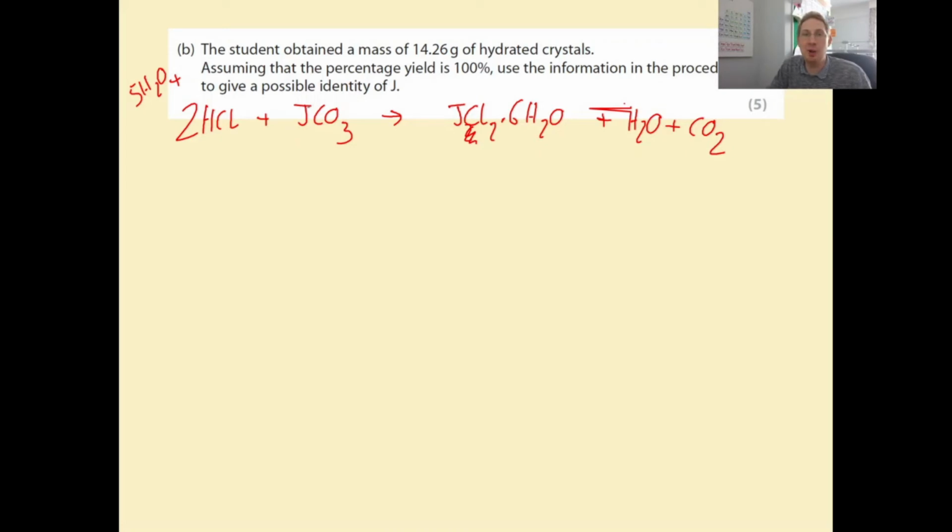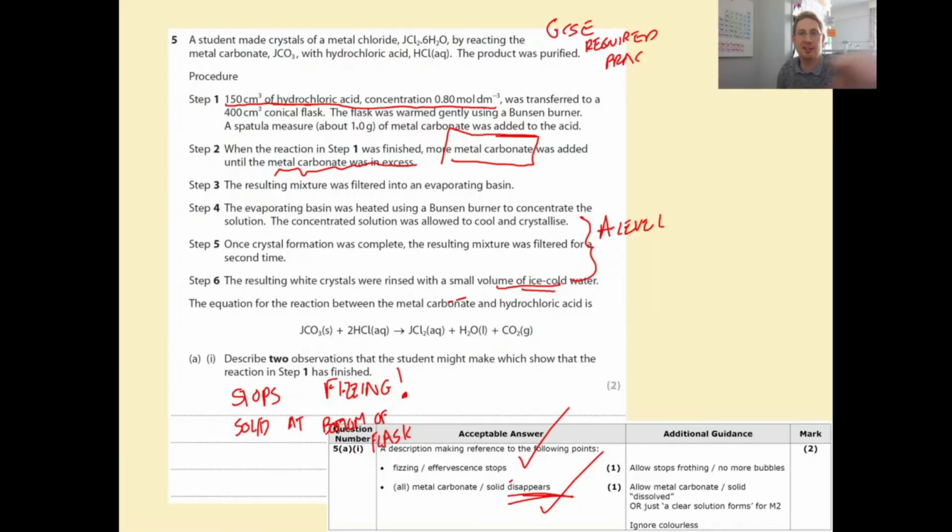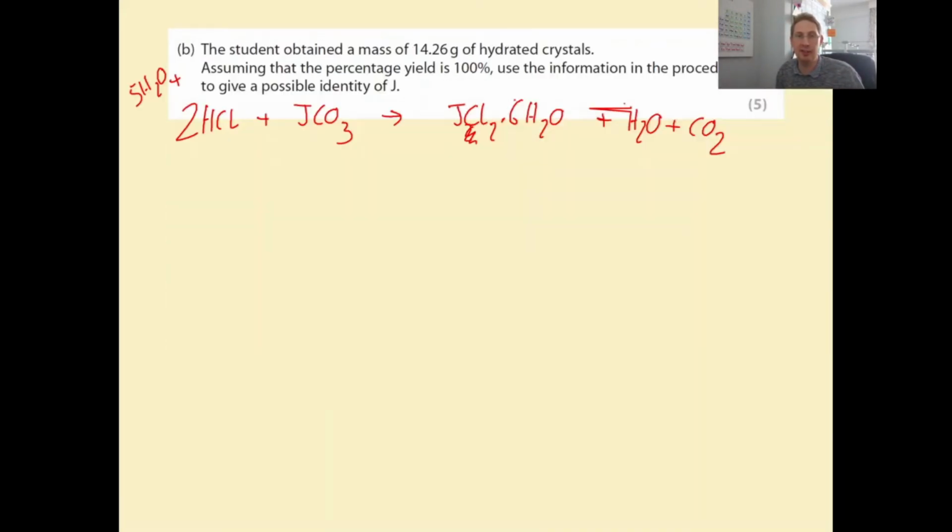Right, now you might be tempted to work from the mass of JCO3 that we started with. Let me just check, it was JCO3, it is. But unfortunately, we are told that we're adding an unspecified amount of the carbonate, so we can't work from that. But what we do know exactly, and the reagent that was limiting, was the acid. 150 cm³ of hydrochloric acid at a concentration of 0.8 moles per dm³. So what we do know is the moles of acid that we used in this.